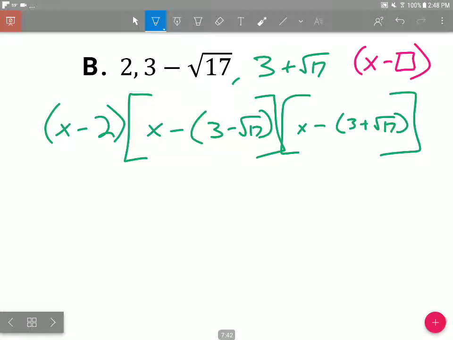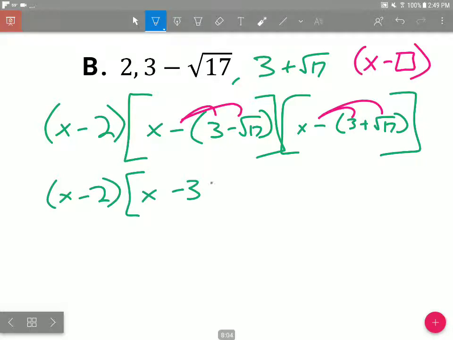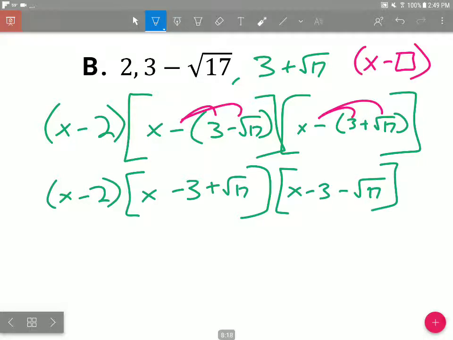All right, so here you go. Where do we go from here? The goal is to get rid of these roots. We have to find a way to get rid of those roots, and that's a little tricky. So here's what we're going to do. First things first, we're just going to get rid of that negative. We're going to distribute that negative to get rid of the parentheses. So we've got x minus 2, a bracket, x minus 3 plus root 17, just distributed that negative. And then we're going to distribute the negative again. We'll get a negative 3, but this time we'll get a negative square root of 17. Cool? I just got rid of those parentheses.